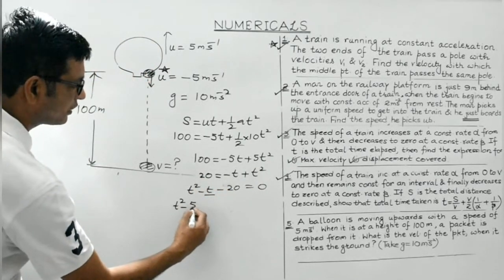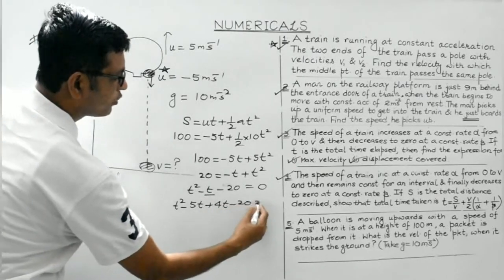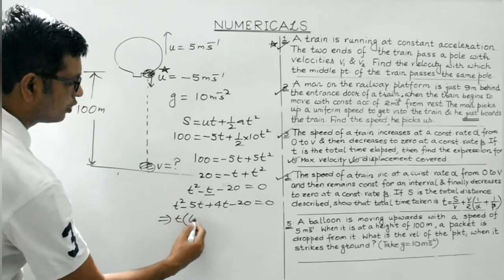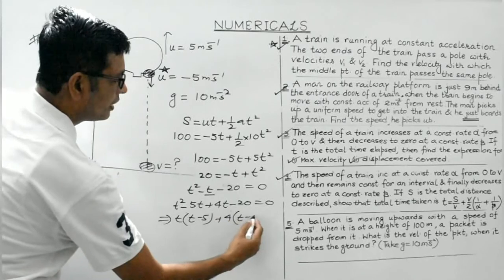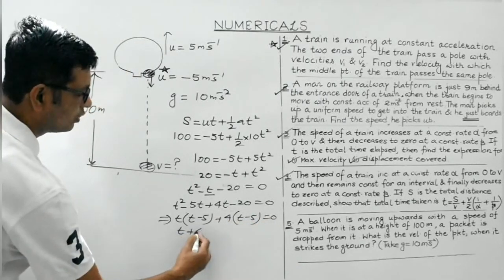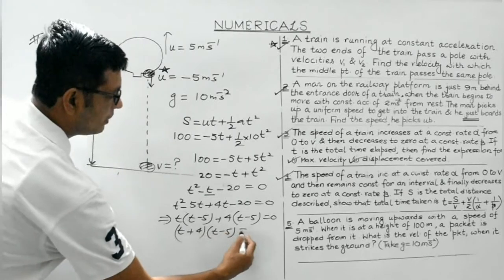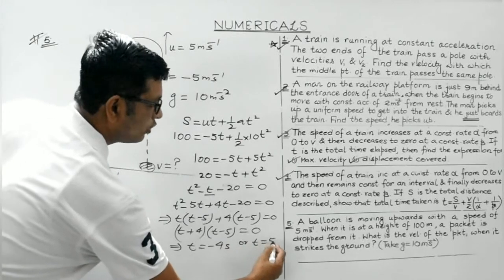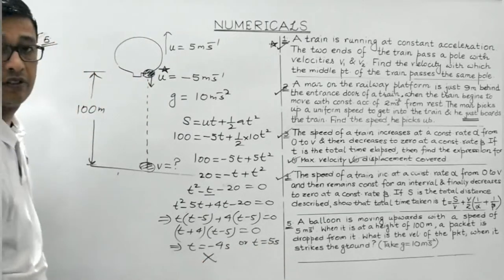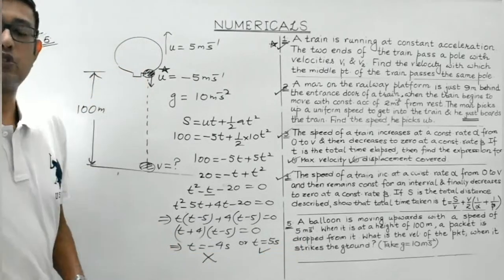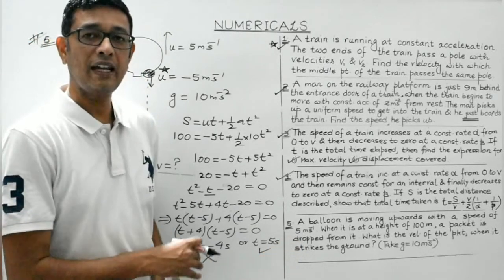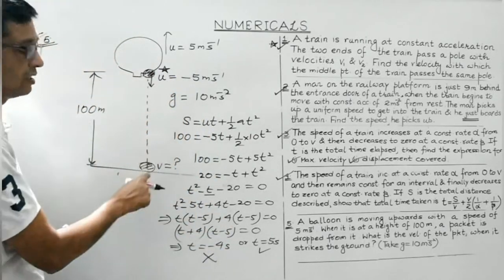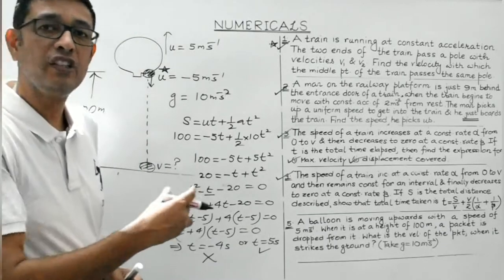So it can be written as t square minus 5t plus 4t minus 20 is equal to 0, which implies that t can be taken as common. So t times t minus 5 plus 4 times t minus 5 is equal to 0. So t plus 4 multiplied by t minus 5 is equal to 0, which implies that either t is equal to minus 4 seconds or t equals 5 seconds. Time can't be negative, so avoid this result. So we get t equals 5 seconds. Students, what we have calculated is the time taken by the packet to cover this distance of 100 meter or to reach the ground.